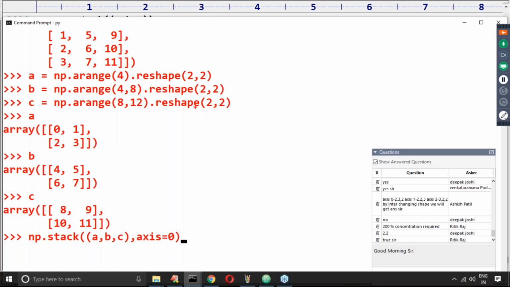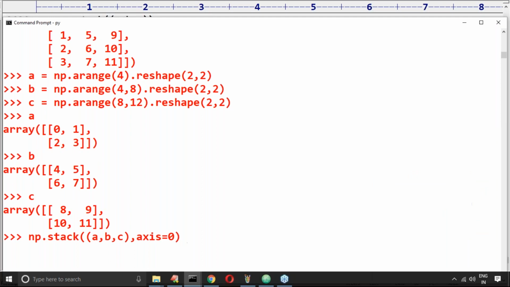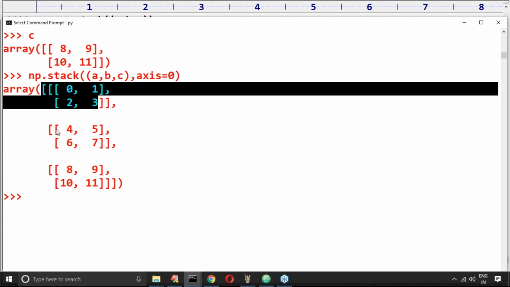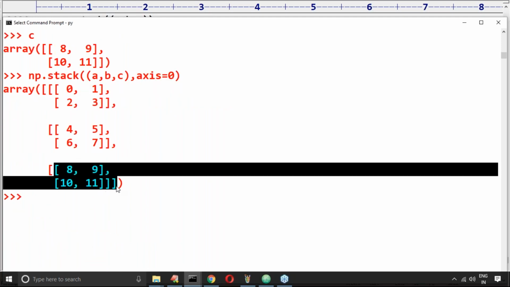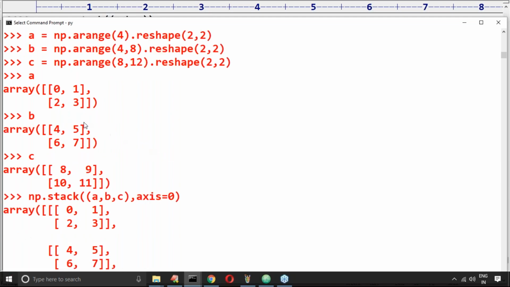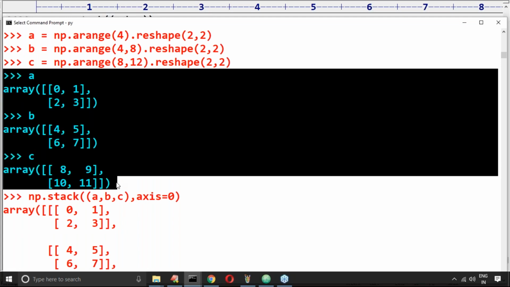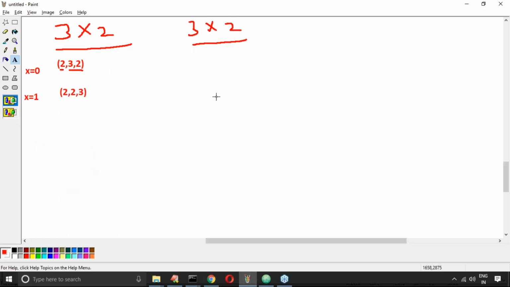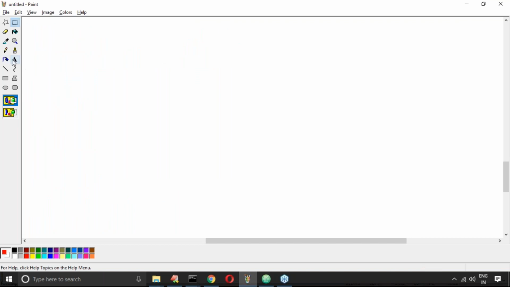Now what will happen is, it is a 3D array. In that, this is the first 2D array, second 2D array, and then the third 2D array. Axis 0 means take all 2D arrays one by one. A collection of 2D arrays will become a 3D array. Any explanation required? Okay, clear.